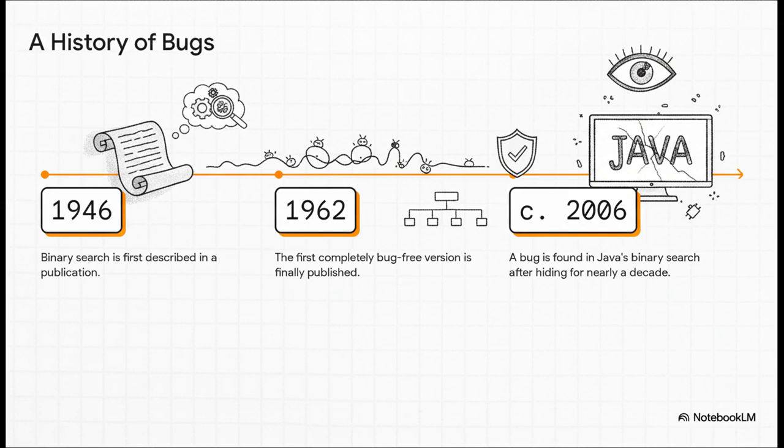Well, the history of the algorithm tells the tale. It was first described way back in 1946. But it took 16 years before a completely bug-free version was finally published. And even then, the story doesn't end. Around 2006, a really subtle bug was found in Java's standard library implementation of binary search. It had been hiding there in plain sight for almost a decade, affecting code used by millions of developers.